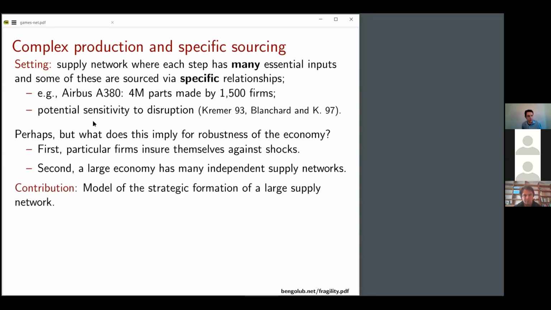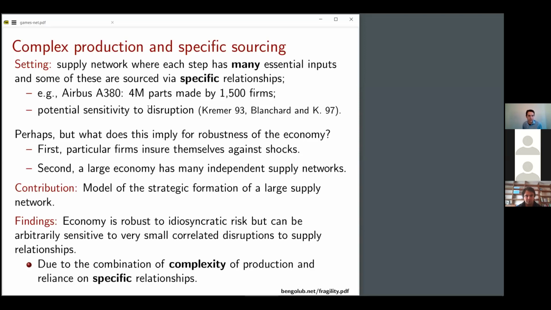So what we do here is we have a formal model, in the style of continuum random graph theory, of the strategic formation of a large supply network. We're going to be studying both idiosyncratic disruptions and, more importantly, aggregate robustness. And we're going to find that while the economy is very robust, basically by construction, to idiosyncratic risk, it can be arbitrarily sensitive to very small correlated disruptions. Shocks to travel costs or institution quality or the courts can make many supply networks contract or collapse simultaneously. And that force is due to the combination of the fact that production is really complex, in the sense that I described with this Airbus, and also that there's a lot of reliance on specific relationships in the way production works.